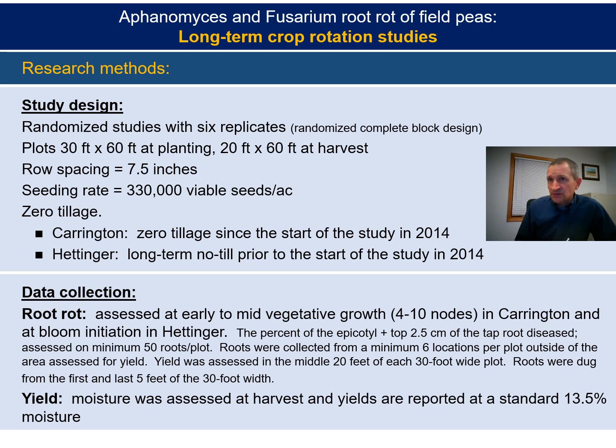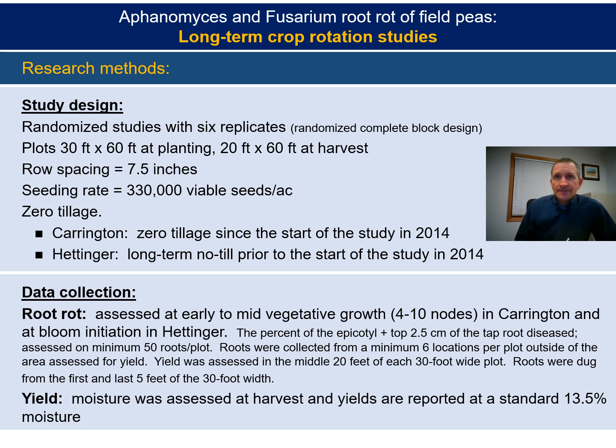Now these are zero tillage studies. In Carrington, we started the zero tillage with the beginning of the study in 2014, and now that we're in 2025, we're definitely a well-established no-till. In Hettinger, on the other hand, that study started out as long-term no-till from the very beginning. We do assess root rot at early to mid vegetative growth in Carrington, where the root rot pressure is very high, and at bloom initiation in Hettinger, where the root rot pressure has been lower.